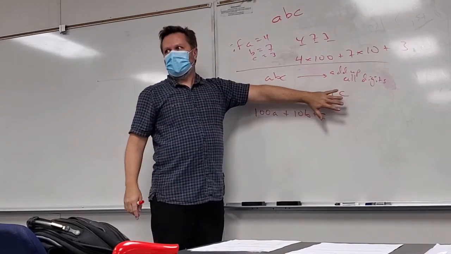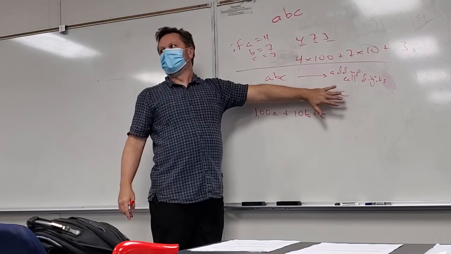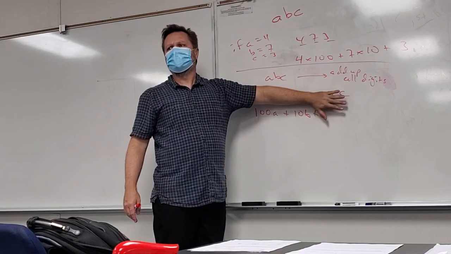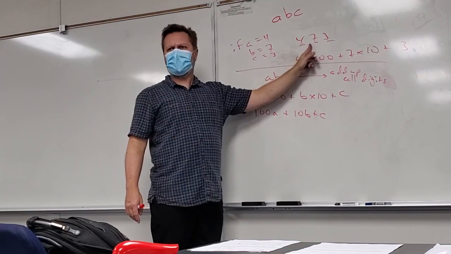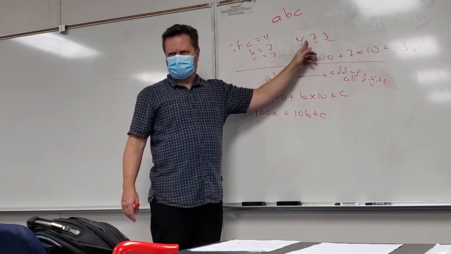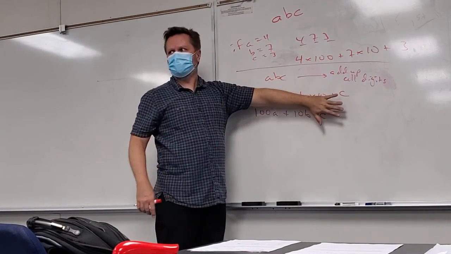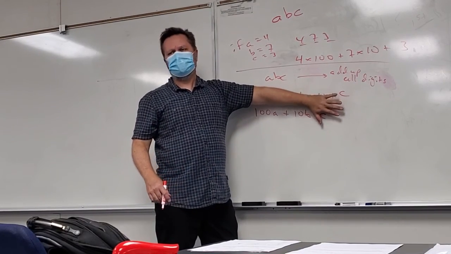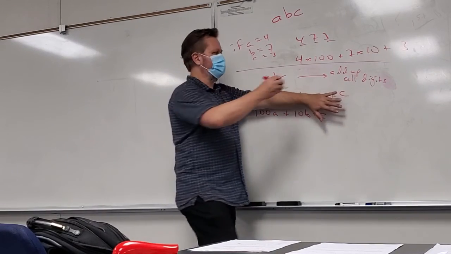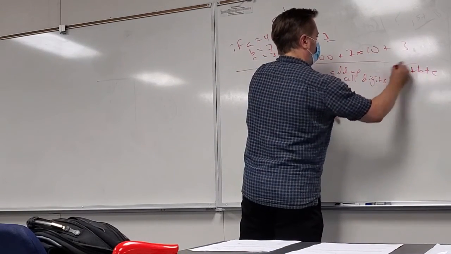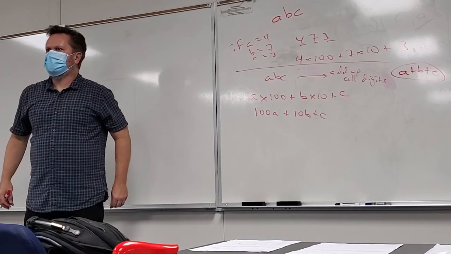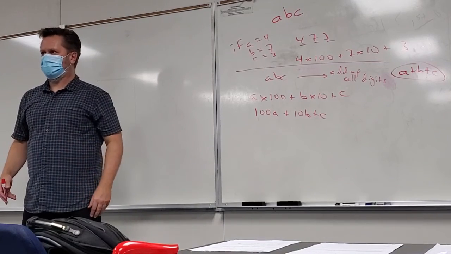My number is 100A plus 10B plus C. What do you get when you add up all the digits? Tell me exactly what you did to get the sum of the digits. 4 plus 7. Okay, what do you get when you add up all the digits? Not 100, stop looking at this. You're not multiplying them, you're adding them. So wouldn't it just be A plus B plus C?